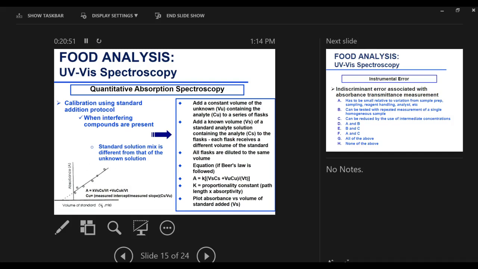We call it the standard addition protocol. You may encounter this later in life where you are a scientist in a lab and you want to calibrate and you're hit with a sample that is very complex. Then you might need to use that method to calibrate. So let me visually draw a schematic here.